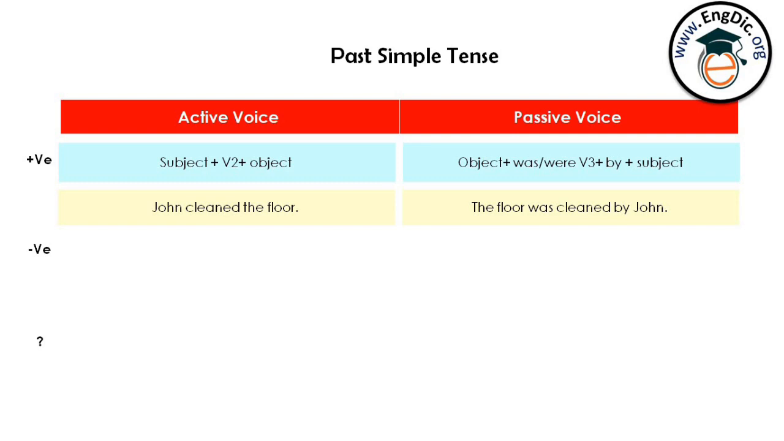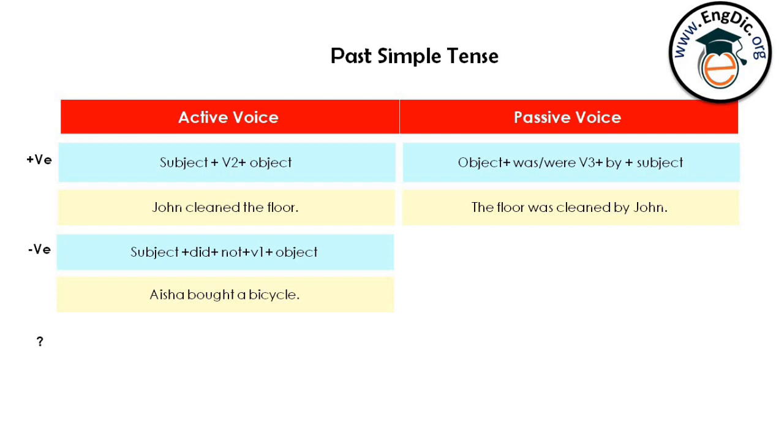The formation of negative sentence of an active voice in a past simple tense is subject, did not, first form of verb and object. We never use a second form or third form with did. Whenever we use did, we have to place a first form of verb with it. So, the example is Asha bought a bicycle.